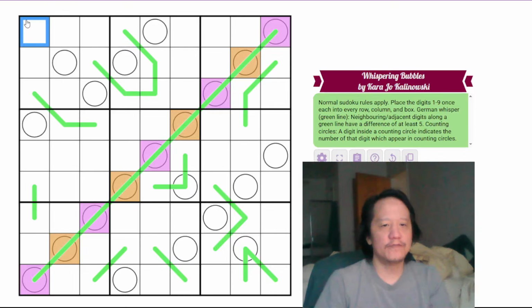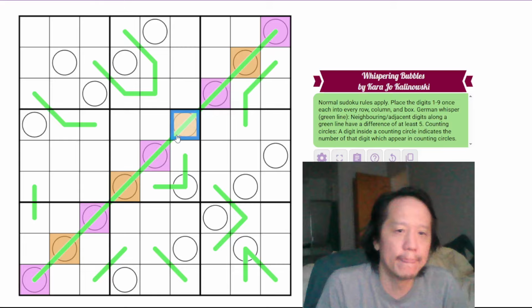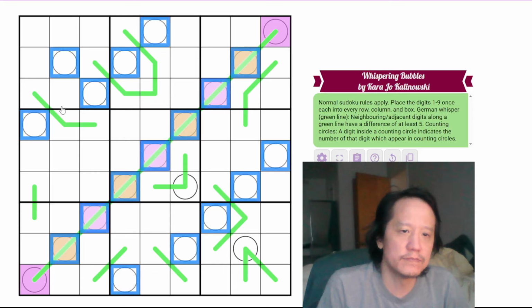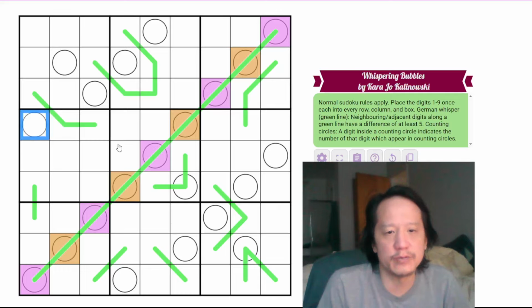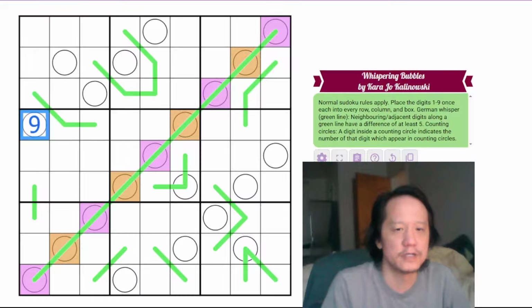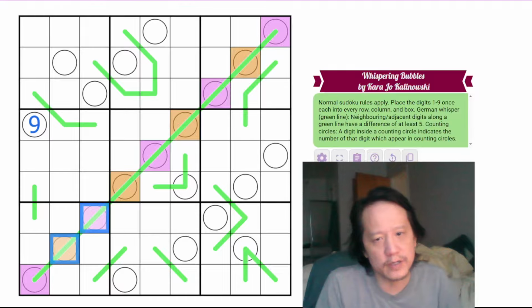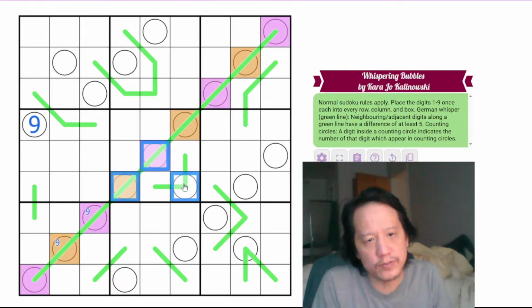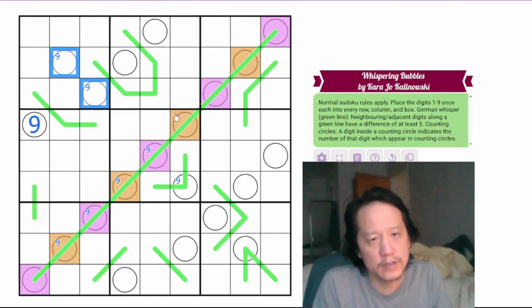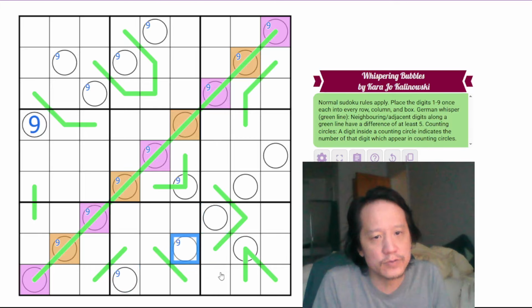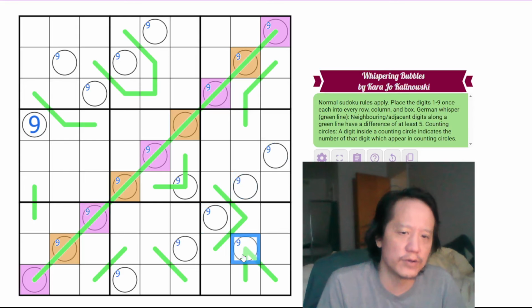Obviously, if you have a 9 in the circles, where are the 9s? This has to be 9 because it's the only circle in the box it's in. One of these two would be 9. One of these 3 would be 9. One of these 2 would be 9, and so on around the grid. So that's still pretty broad.